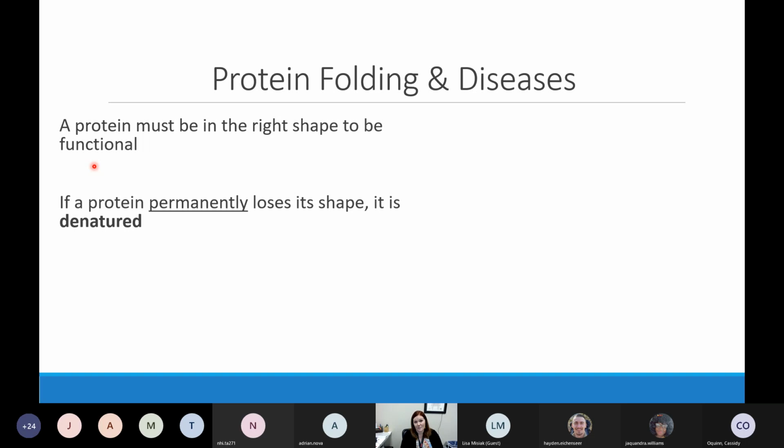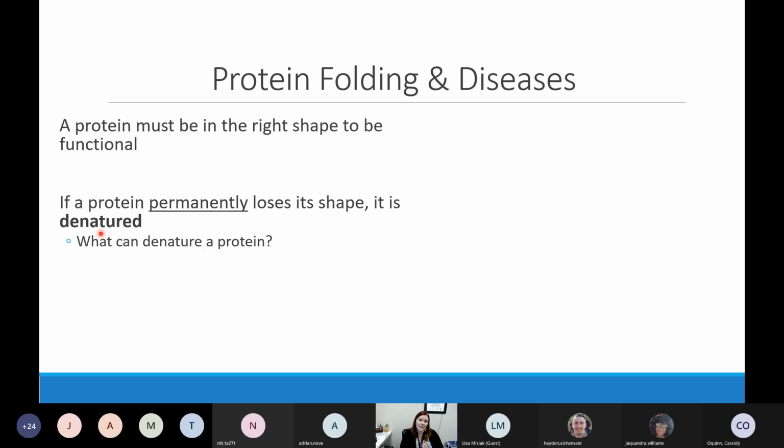I have a name for what I call it when a protein permanently loses its shape. It's so important that proteins be in the right shape. I have a name for what I call it when they lose that shape and they can't go back to it. The name of that is denatured, and that's an underline, highlight, star word. A protein is denatured when it's permanently the wrong shape. It can't go back to being the right shape.